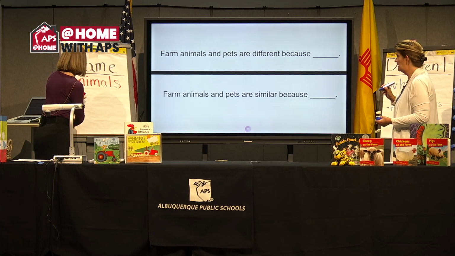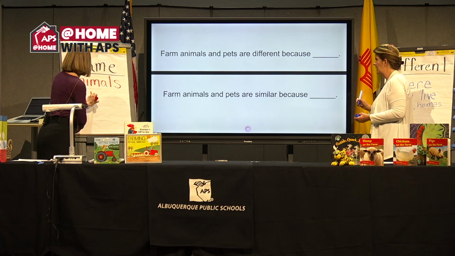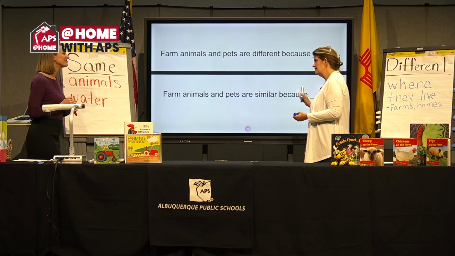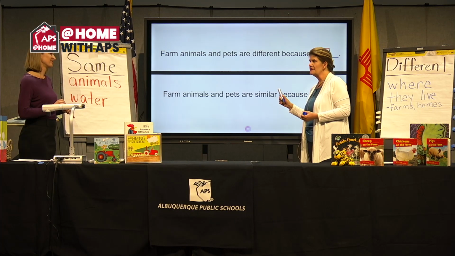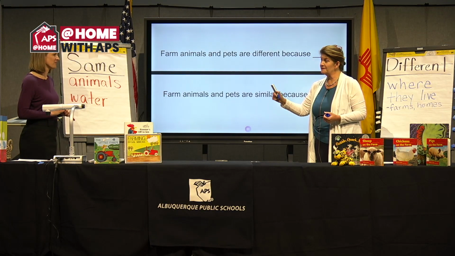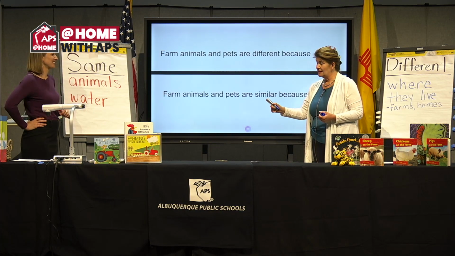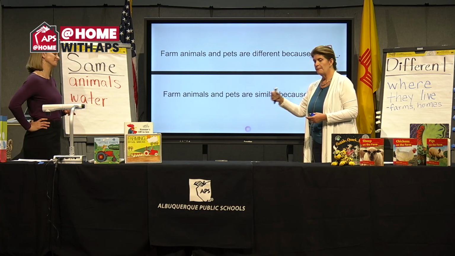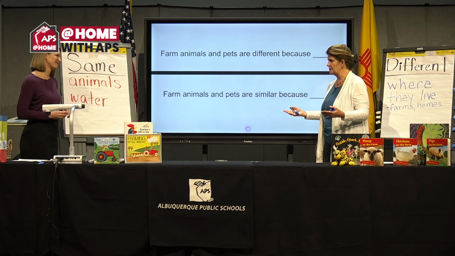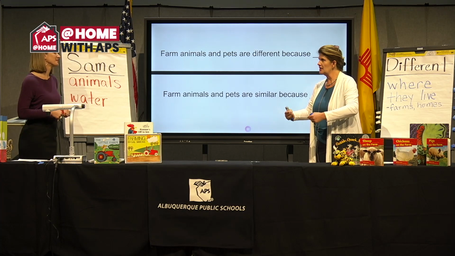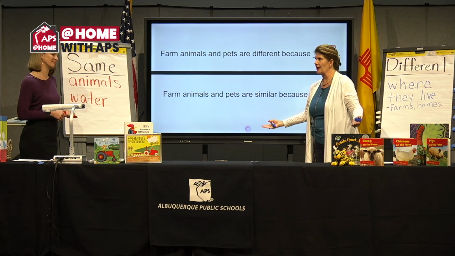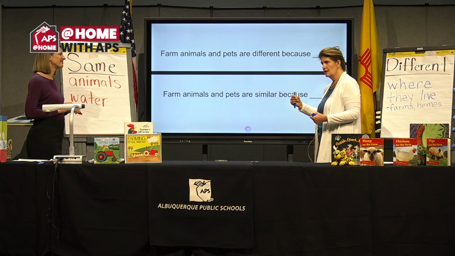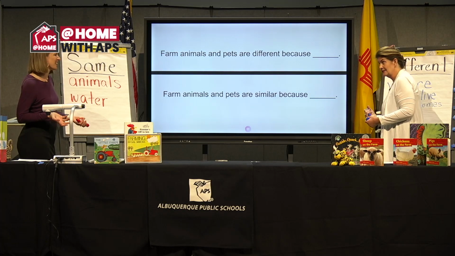Now, building on that idea about how they are different, farm animals and pets are different because they eat different types of food. You're right. Now, if I had a dog, my dog might eat dog food. But as I learned over the last few days, a lot of farm animals eat grass or hay and that type of thing. So they might eat different types of food. Okay, so a difference is in what they eat. Excellent. Yes.